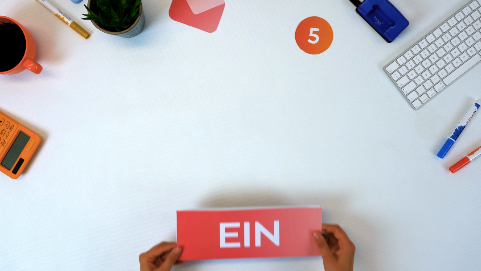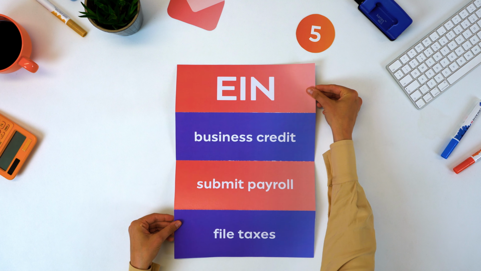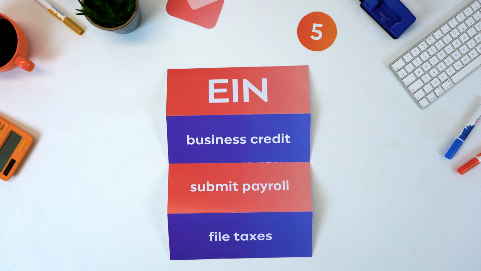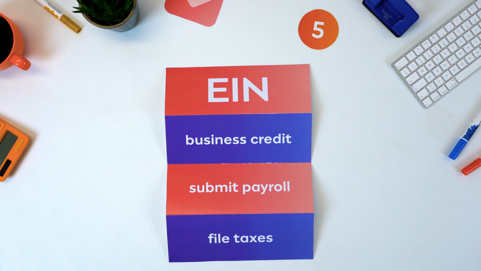Step 5. Get an EIN, or Employer Identification Number. You'll need this to get business credit, submit payroll, and file taxes.